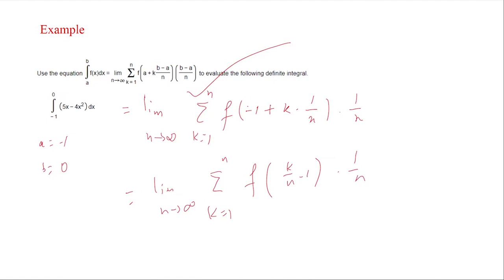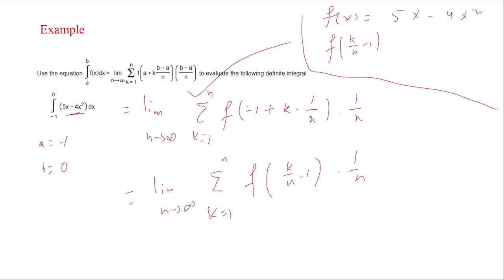But what is the function here? What function have we been given? F of x is 5x minus 4x squared. So we need to find the value of this f of x by replacing this x by k over n minus 1. Look here: k times 1 is k over n, and there is a minus 1. So what is the value of this function at k over n minus 1? Just replace this x by this value, which is 5 times k over n minus 1, minus 4 times k over n minus 1 whole squared. So this is the value we're going to use here.